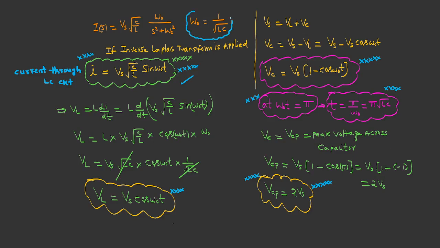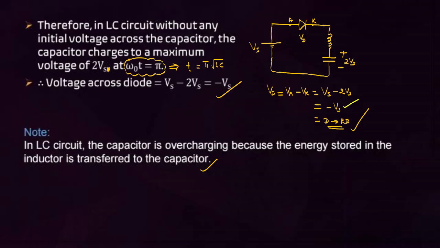Every observation is very important that you have to concentrate on. This is the observation: if there is no initial current in the inductor and no initial voltage across the capacitor, I told already, in this case the capacitor charges to a voltage of 2 Vs because whatever energy is stored in the inductor is transferred to the capacitor.